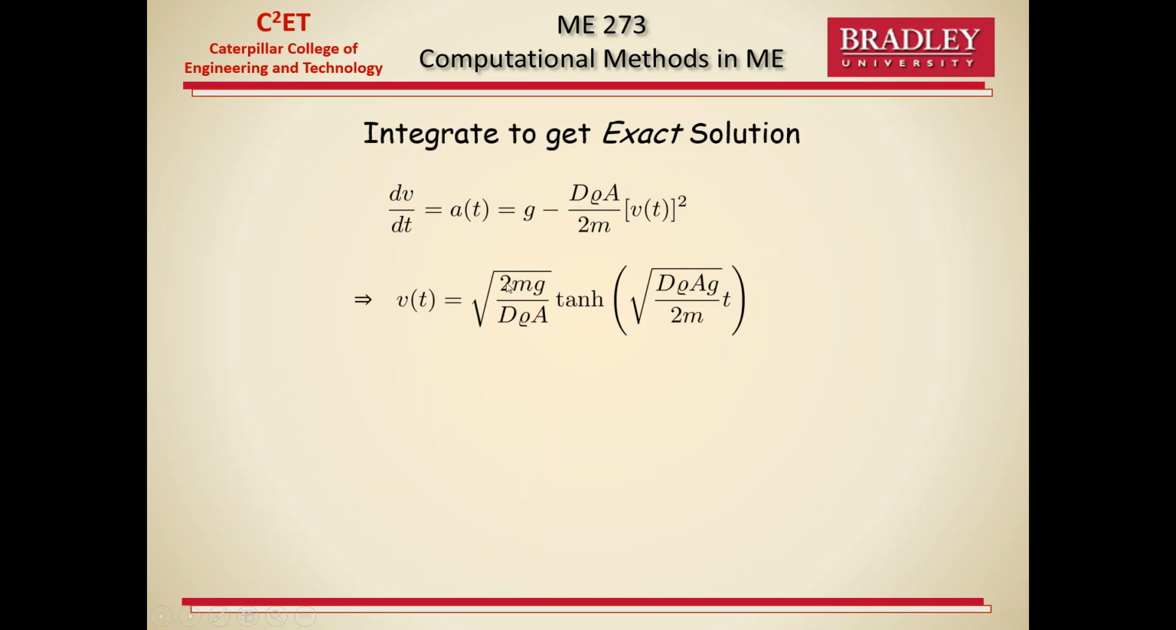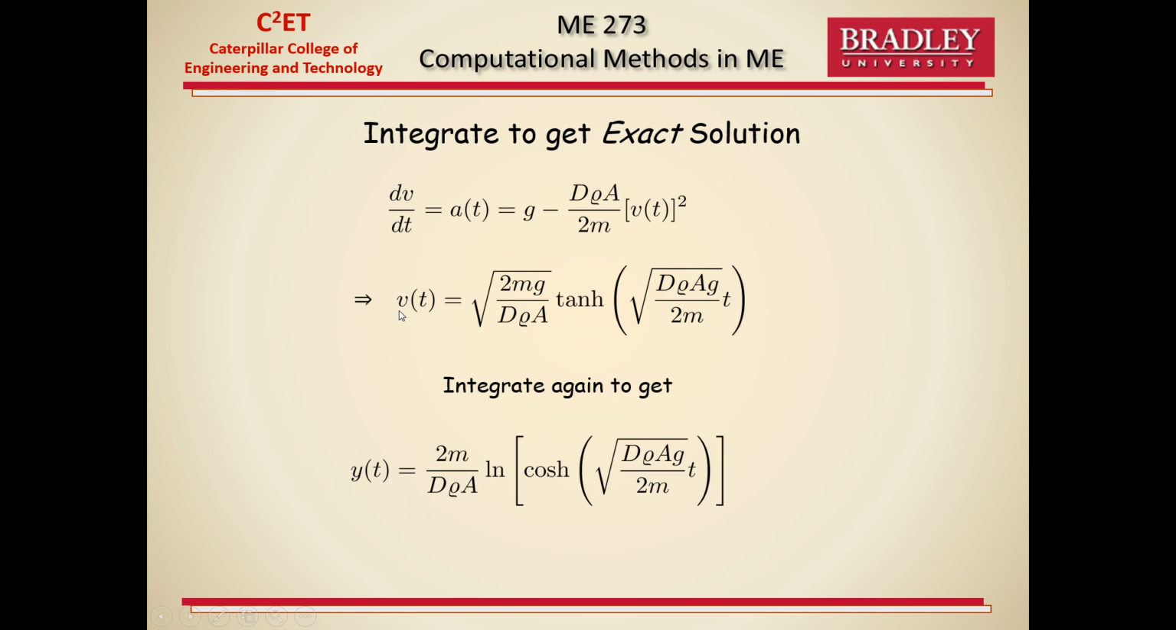By the way, the initial conditions I used for this was v is 0 at time 0. So if you put a 0 here, this is a hyperbolic tangent function. Hyperbolic tangent of 0 is 0, so the whole thing is 0. So the initial conditions are at t equals 0, v is 0. And guess what? You can integrate this again. V is just dx dt. Let's use y instead of x, dy dt, y for the vertical direction.